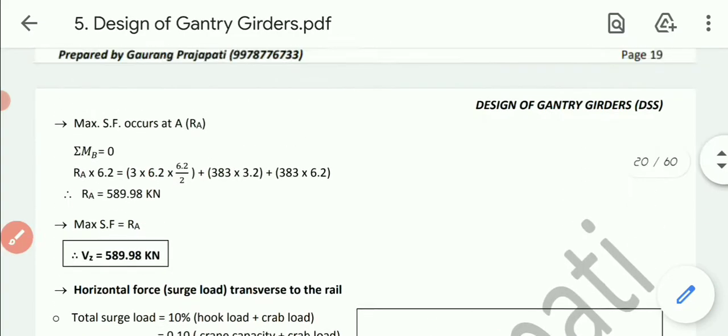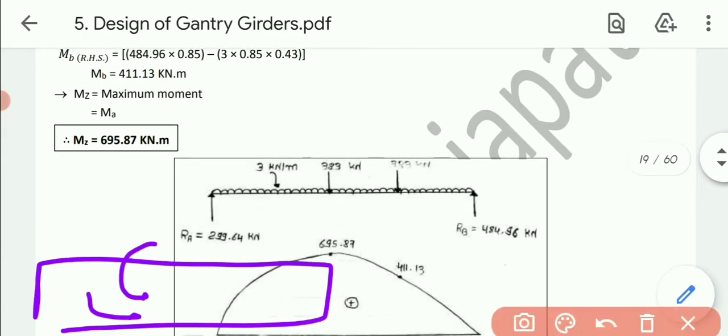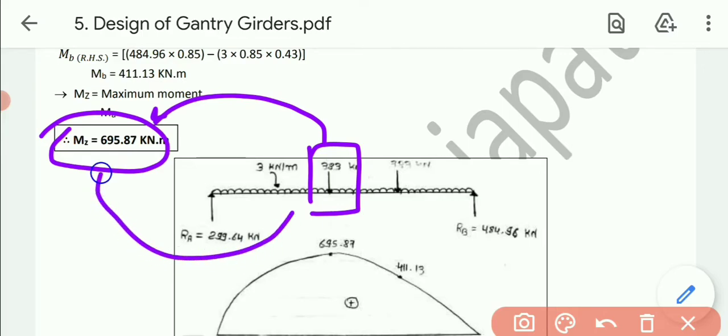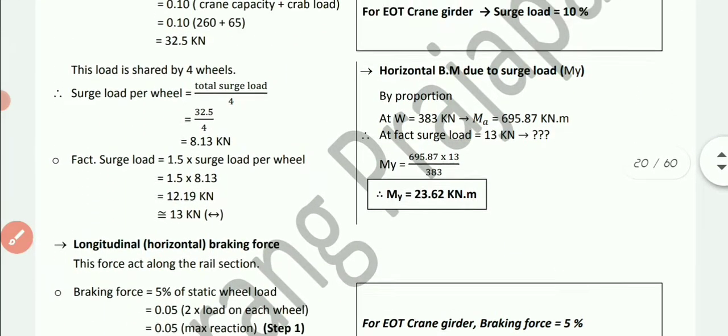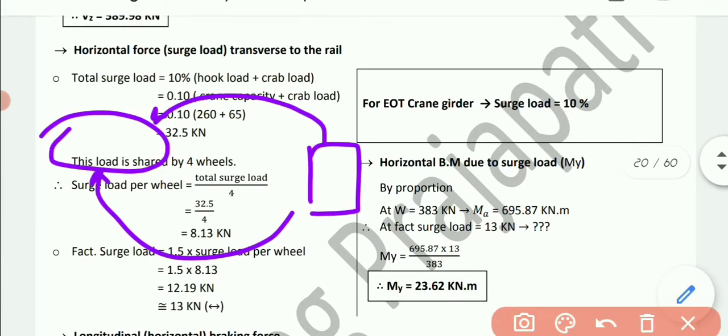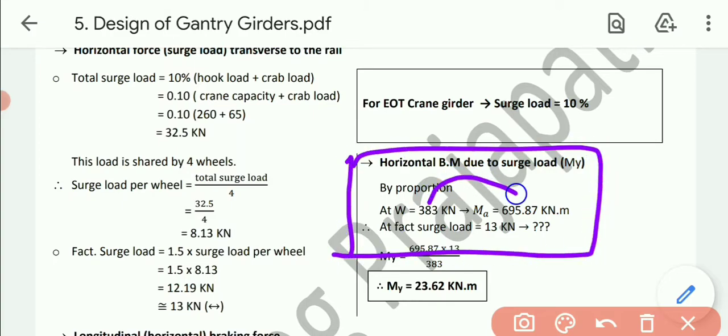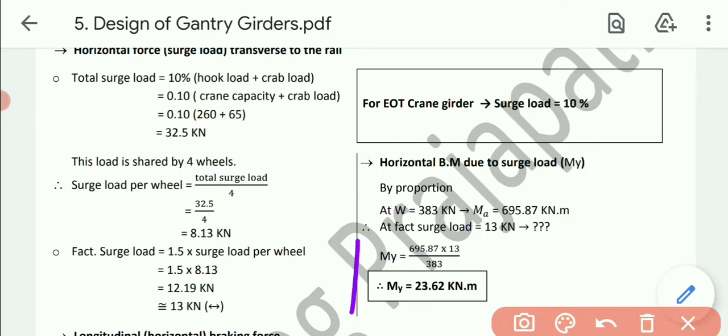Now we have already got the maximum bending moment in step number 2, that was 695.87 kilonewton meter. This bending moment is produced because of this wheel load. Say for 383 kilonewton, this moment of 695.87 is getting produced. In a similar way, we need to calculate the bending moment produced by the surge load also. So I'm going to use proportion over here. At the load of 383 kilonewton, the moment was 695.87 kilonewton meter. So at the factored surge load, that is 13 kilonewton, how much is it? By proportion, I will get the value, say M equals 695.87 multiplied by 13 divided by 383.